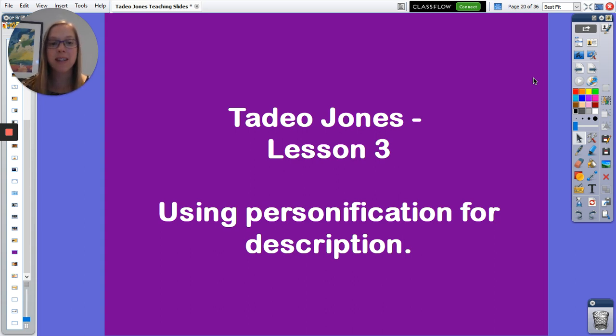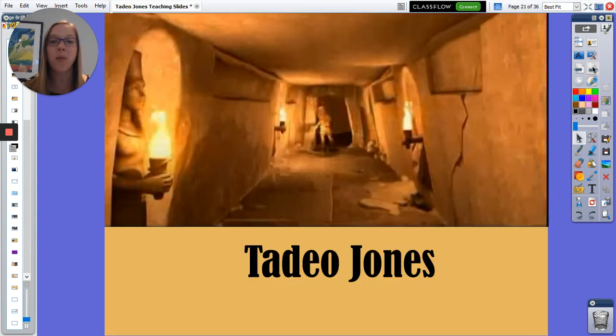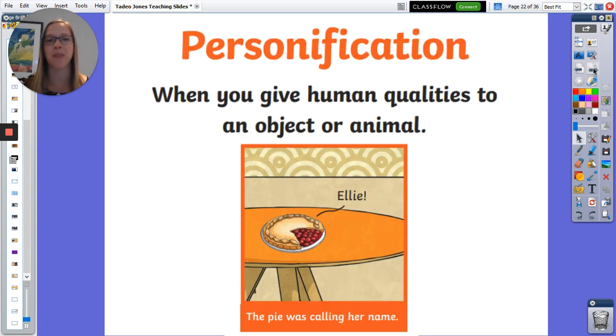So lesson 3 today, we're going to be using personification for description. What's personification? Don't worry, by the end of this lesson, you will be an expert. So we've been looking at Tadeo Jones. We are building up to and working towards writing a really amazing description of the Egyptian tomb. So we've already looked at expanded noun phrases and we've looked at similes and metaphors. And today we're going to learn personification, which is another way that you can make amazing descriptive writing. So personification is when you give human qualities to an object or an animal.